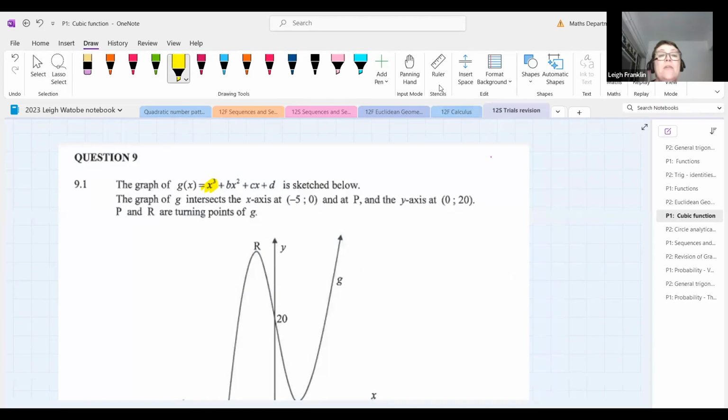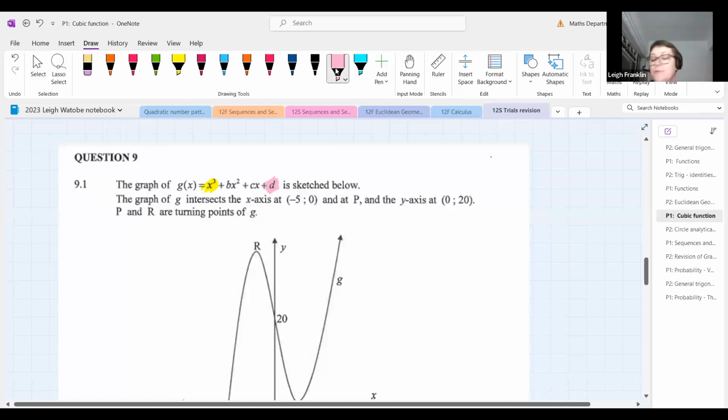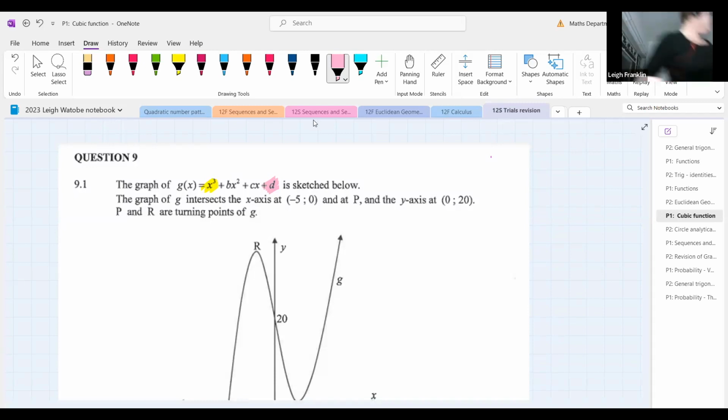The letter D represents something entirely different. What does the letter D represent? Can anybody tell me? Shame, you guys are just exhausted. Okay. The y-intercept, beautiful. Absolutely.